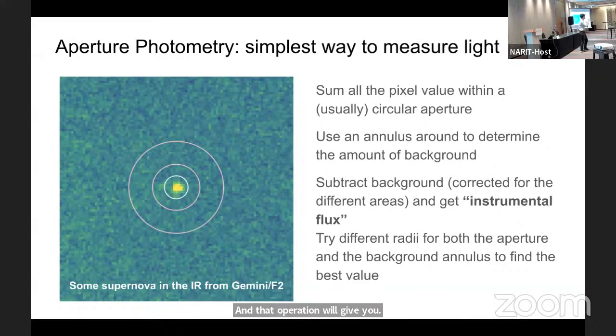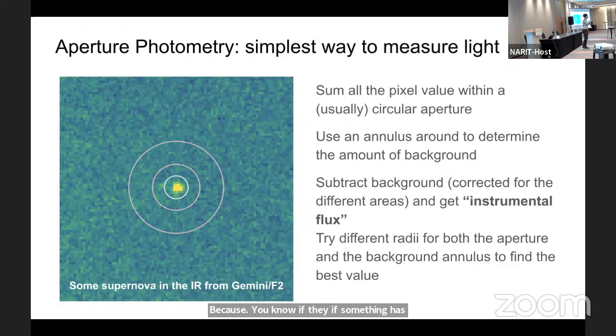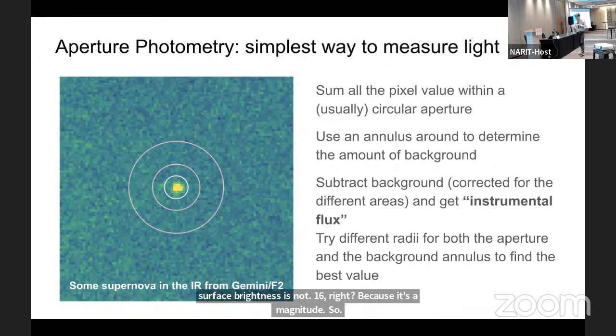And yes, I said I wanted to get back to the surface brightness unit because it is often quoted in magnitude per arcsecond squared, which is the worst unit on the planet. If something has say 8 magnitude per arcsecond squared, and you have 2 arcseconds squared of it, the surface brightness is not 16, right? Because it's a magnitude. So the calculation is very, very annoying.